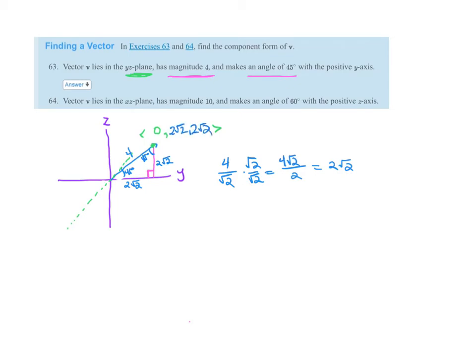Now, there is another vector that we could have. Because we can make another one still on the positive y-axis, I can flip this to go down instead. That is still on the positive y-axis. So the magnitude is still 4, and our lengths are still the same. Therefore, x is still 0. The y value is still 2 root 2, but the z is now negative 2 root 2. So that is the other possibility that you could have.